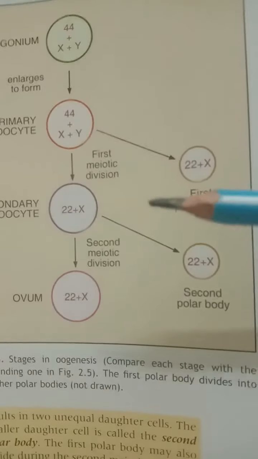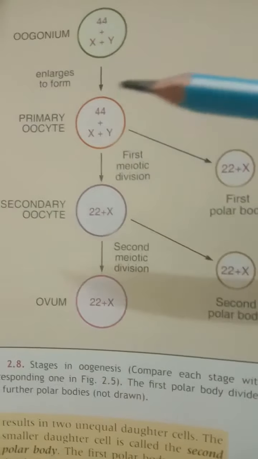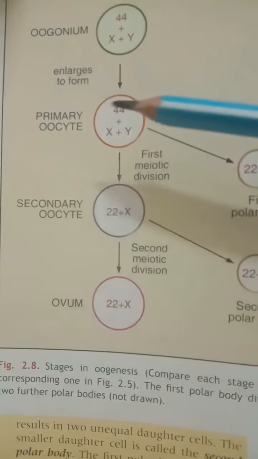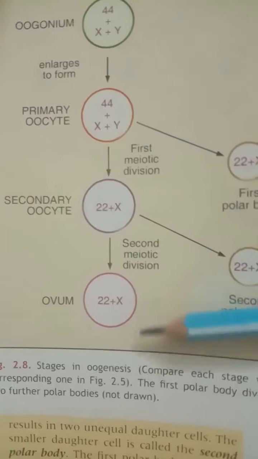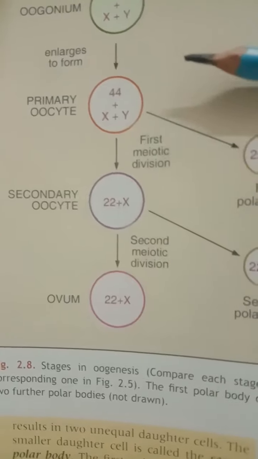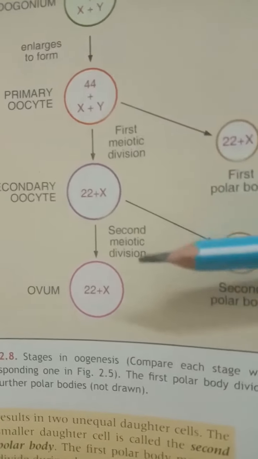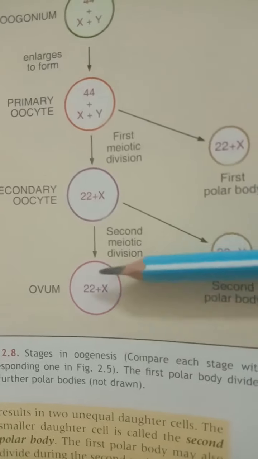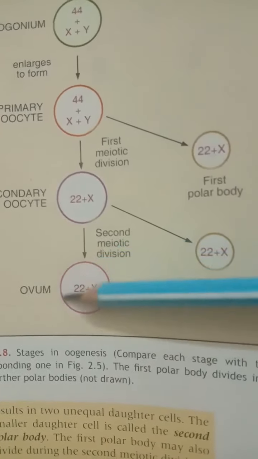Thus, from the primary oocyte, only one ovum is formed finally. During the division of the primary oocyte, the subsequent daughter cells are covered by a cellular amorphous glycoprotein covering that is called the zona pellucida.